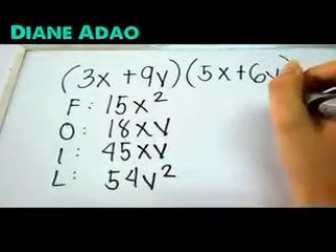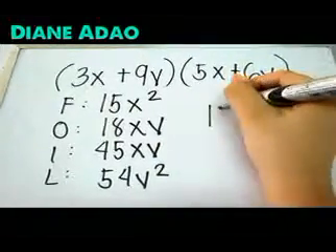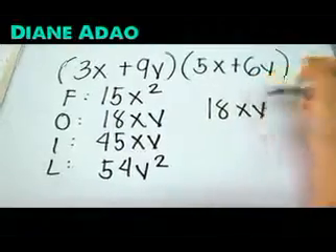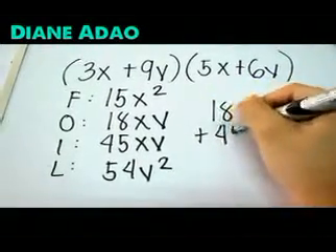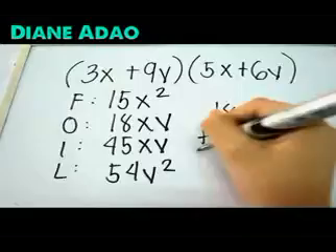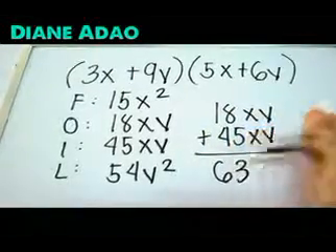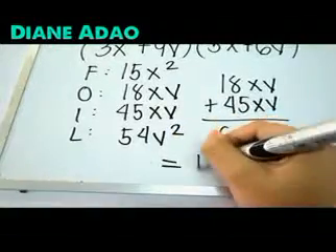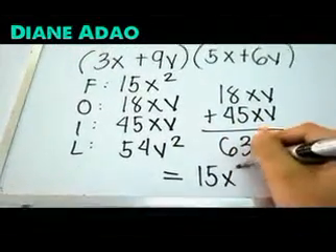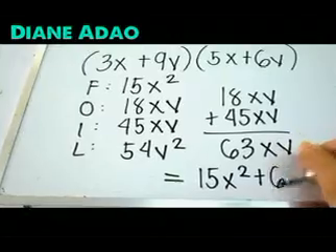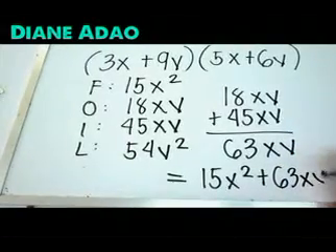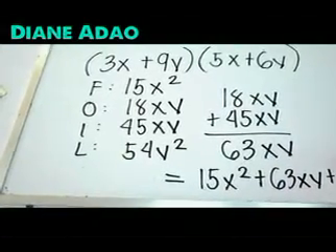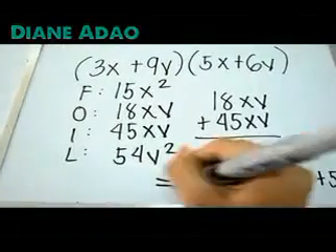Last step is combine like terms. 18xb plus 45xb is equal to 63xb. The final answer is 15x squared plus 63xb plus 54b squared.